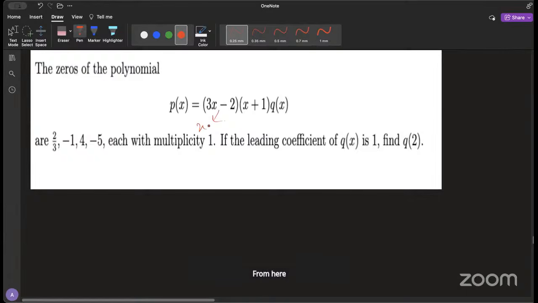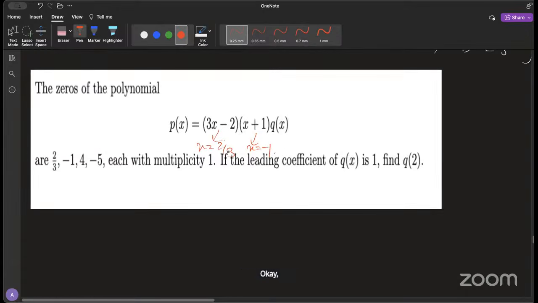From here you get 2/3, and from here -1? From here you get -14 as the answer. Okay, let's see. From here you get x equals 2/3 root. Then from here you get x equals -1 root. So these two are already covered.